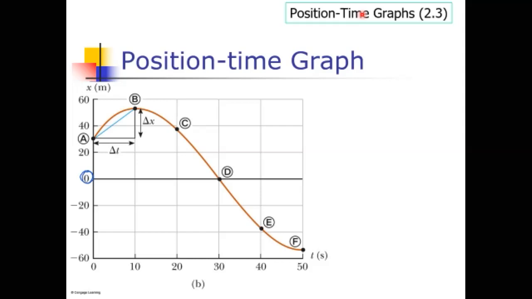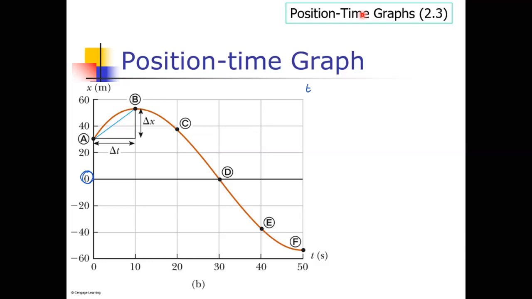So with that said, we have the distance, the position, plotted along the y-axis versus time. Let's take a look at what happens here. This object starts out at point A. If you take a look at this, at time zero, the object starts out at point A.